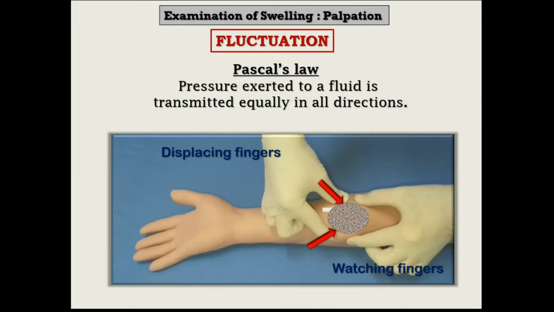Now in contrast, if your swelling is not having any fluid inside, then the pressure waves will not be transmitted and the watching fingers will not feel anything. So in this case, the fluctuation test will be called as negative. Now here again you can do the same experiment using a soft cotton ball or a smiley ball. They'll feel soft like the water balloon, but here the fluctuation test will be negative.